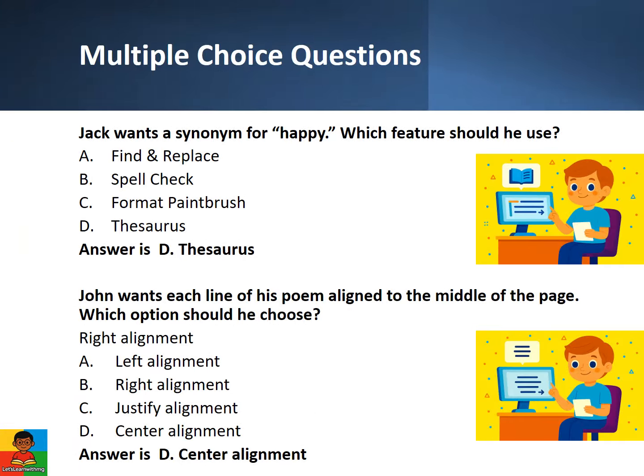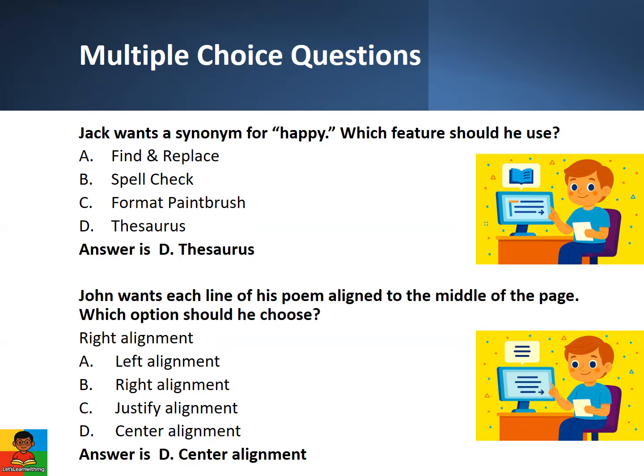Question 15. Jack wants a synonym for happy. Which feature should they use? A. Find and replace. B. Spell check. C. Format paintbrush. D. Thesaurus. The correct answer is D. Thesaurus.